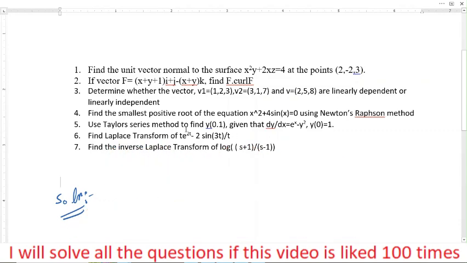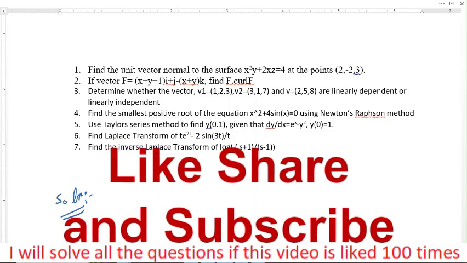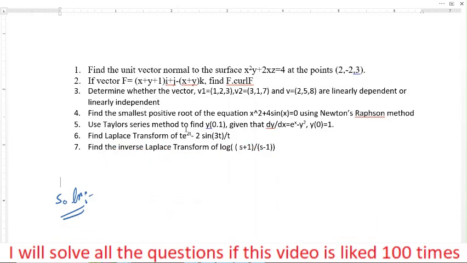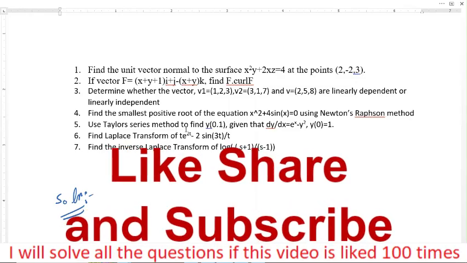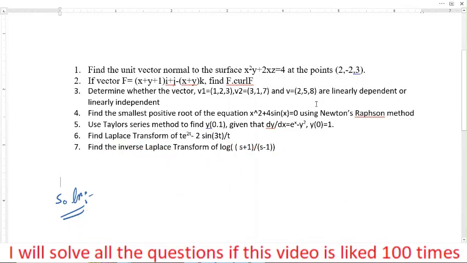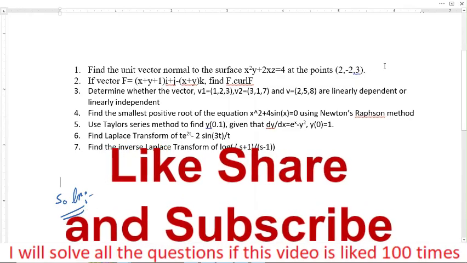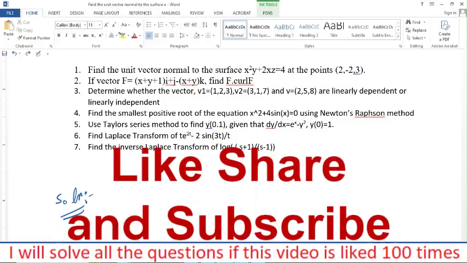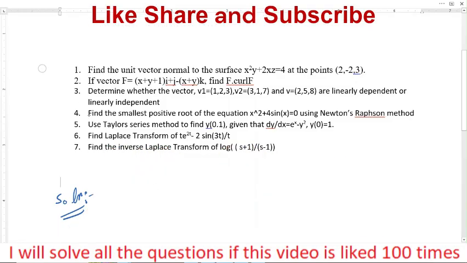Find the unit vector normal to the surface x square y plus 2xz is equal to 4 at point 2, minus 2, 3. Let us take the function here, students. The gradient vector, let us take this as f of x, y, z, is normal to the surface.